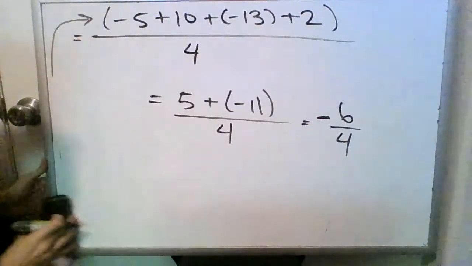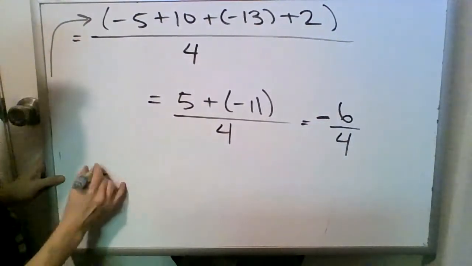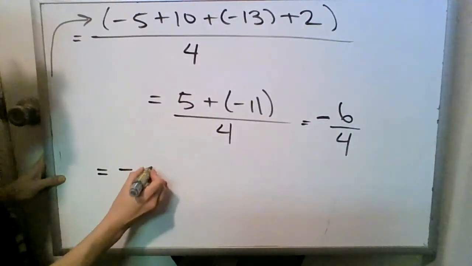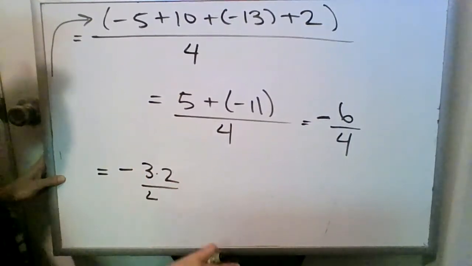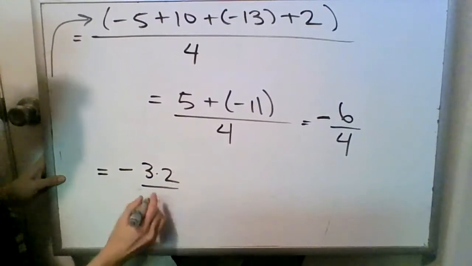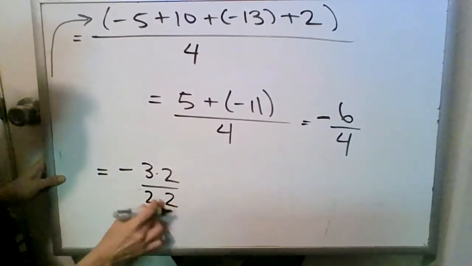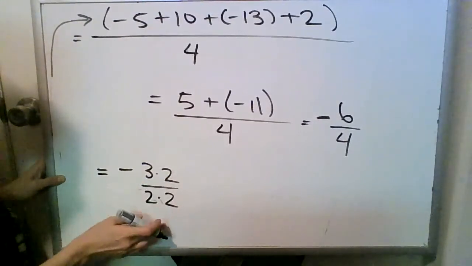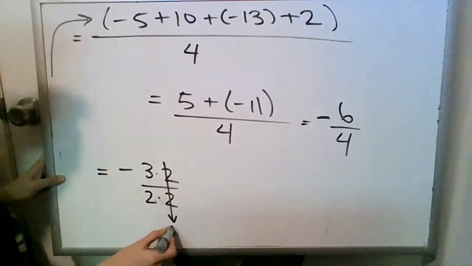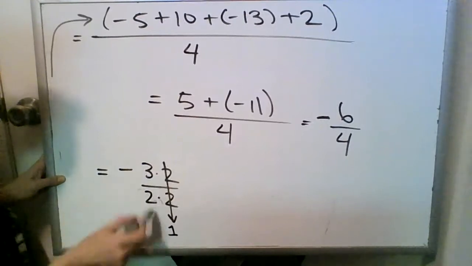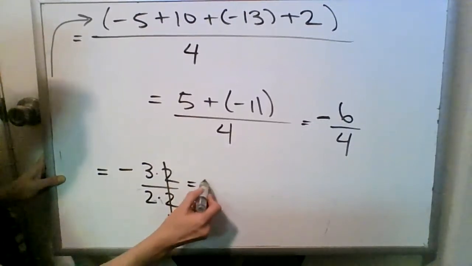And then I can simplify my answer. Don't forget that minus sign. But 6 is 3 times 2. 4 is 2 times 2. Whenever you see a number over itself, it reduces to 1. So 2 over 2 is 1. So you have -3/2 times 1, which is -3/2.